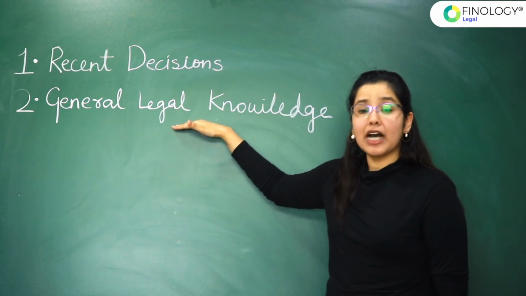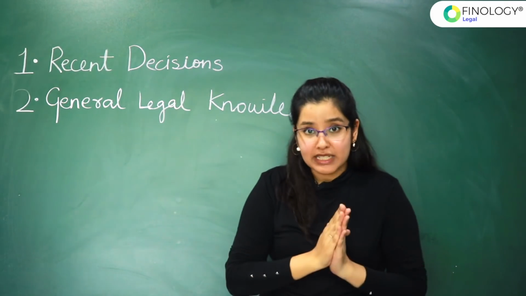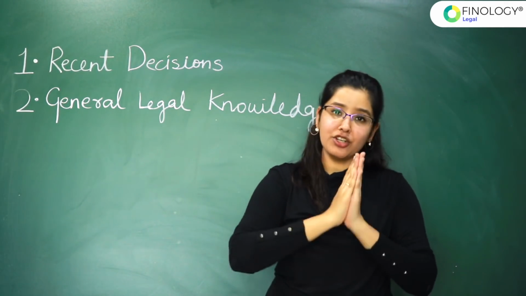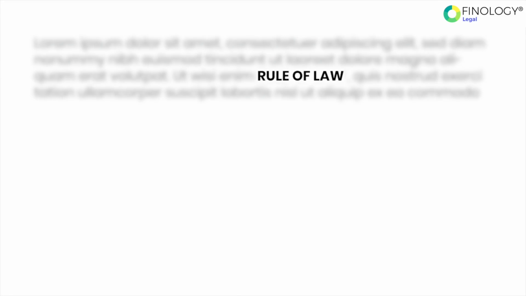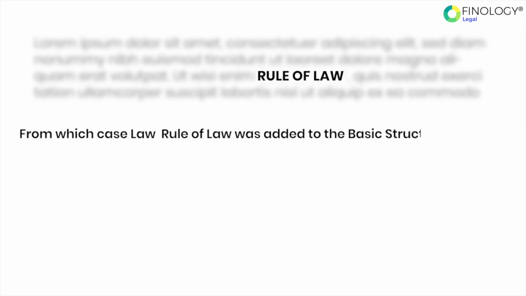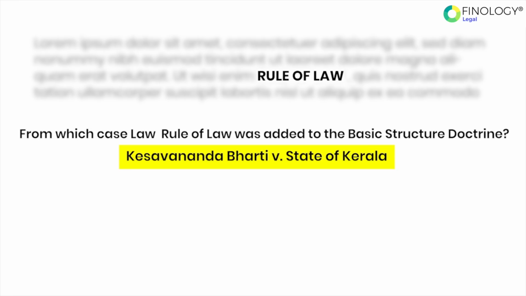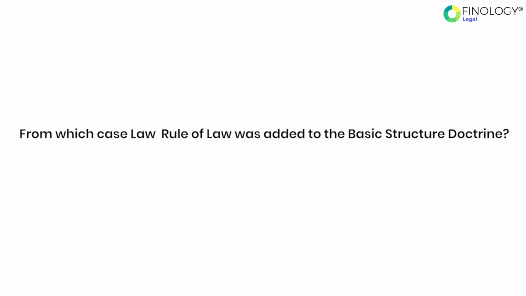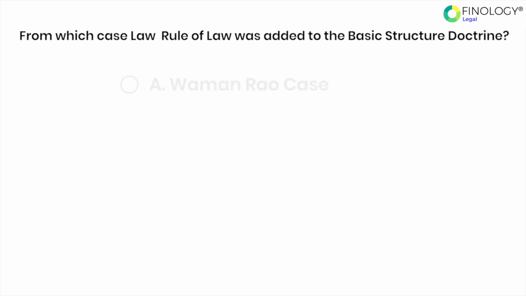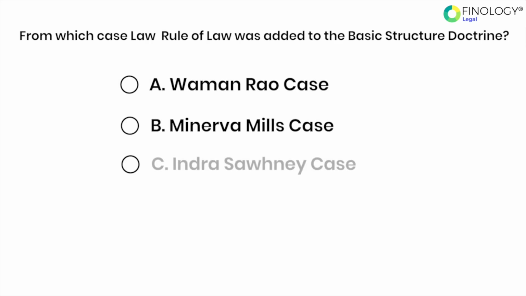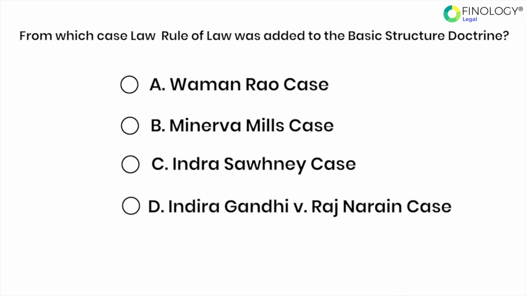This will help you pick out the right answer and also help you decide whether you should be attempting the question or not. Let's have a look at a sample question. Suppose a paragraph pertaining to rule of law is present and the question asks from which case law rule of law was added in the basic structure doctrine. Now whenever we hear the word basic structure doctrine, automatically the Kesavananda Bharati case comes to our mind. But now let's look at the options. A, Vaman Rao case; B, Minerva Mills case; C, Indira Sawhney case; and D, Indira Gandhi versus Raj Narain case.